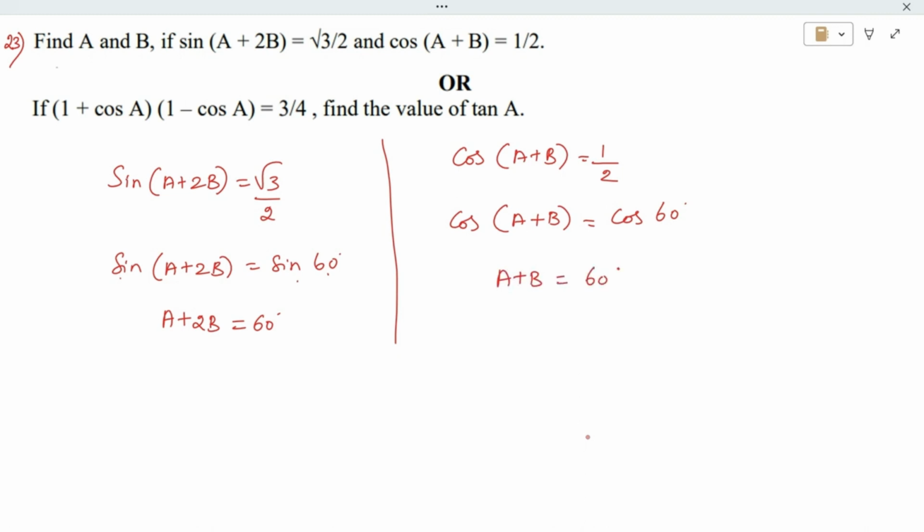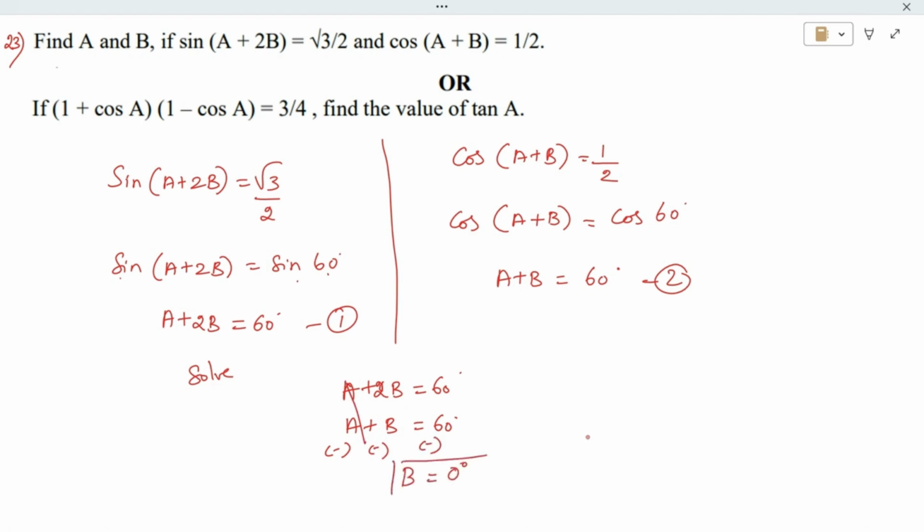So now I have two equations. Let me name them 1 and 2. I'm going to solve them to find A and B. So A plus 2B is equal to 60 degrees and A plus B is equal to 60 degrees. So change the sign and cancel A, or eliminate A. 2B minus B is B, that is equal to 0 degrees.